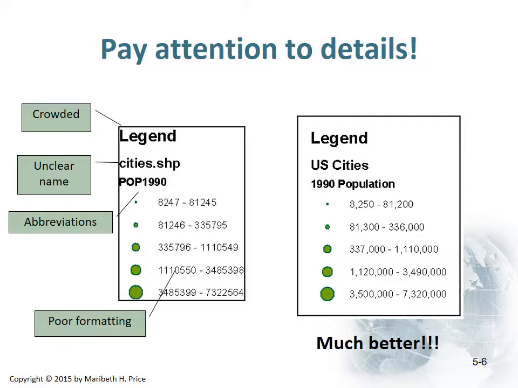So take a look at those two, and which one would you prefer to read if you were looking at a map for the first time that was looking at 1990 U.S. population, the cities, so the major cities across the country. It's easier to read the one on the right, okay? But it takes a little bit of work, so you're going to have to think about that. Whenever you generate a legend, don't use that default legend. You need to modify it by hand and make it work better for your audience.